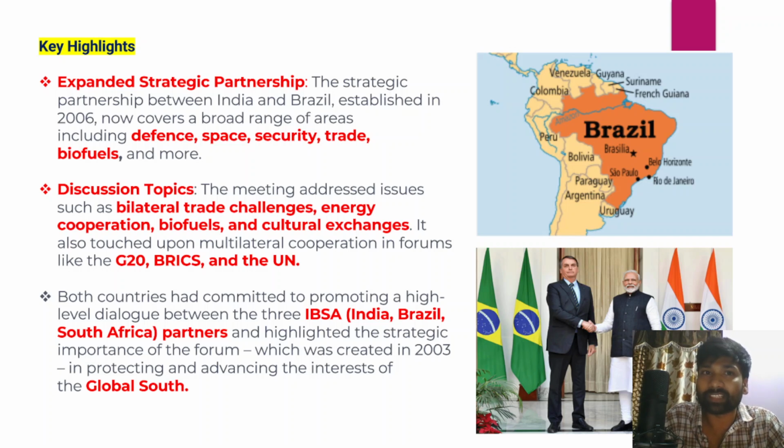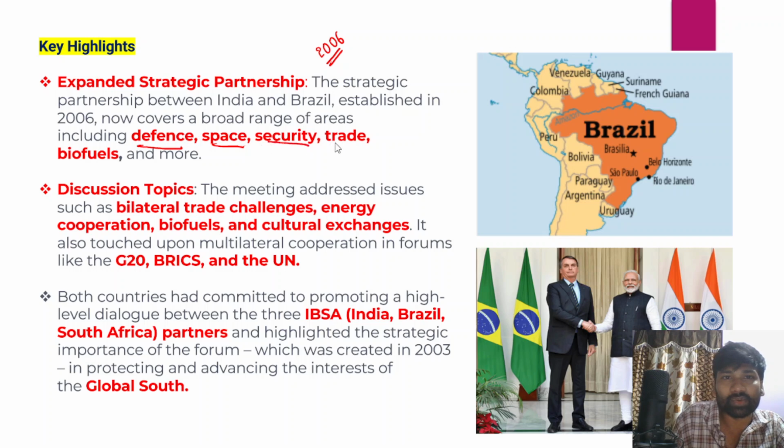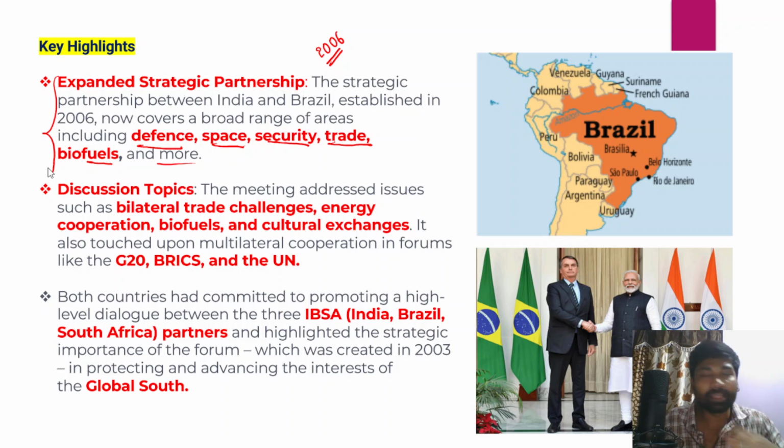So there is a strategic partnership between India and Brazil, and this strategic partnership was established in the year 2006. Remember that whenever two countries are having a strategic partnership, they are very close friends, and they also engage in a wide variety of areas. So India and Brazil became strategic partners in the year 2006, and this expanded strategic partnership even covers a wide variety of areas ranging from defense, space, security, military, trade, biofuels, and even energy security, and many more. So these are the number of areas where India and Brazil have come together and are working.